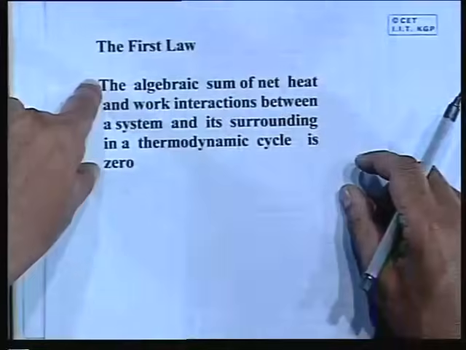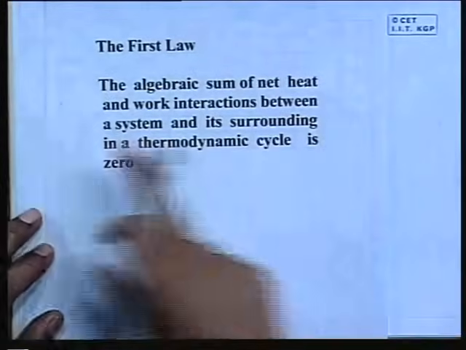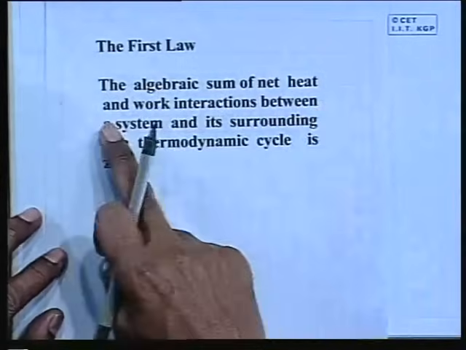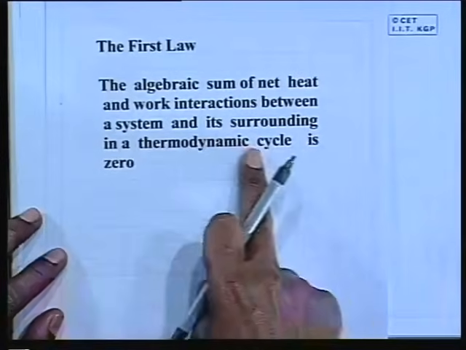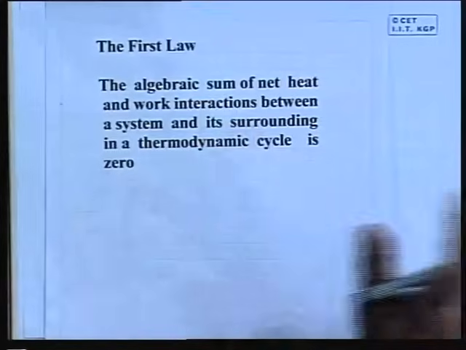It gains something, it loses something, and ultimately the net is zero, so that it can come back to its initial state. This is the formal statement of the first law of thermodynamics: the algebraic sum of net heat and work interactions between a system and its surroundings in a thermodynamic cycle is zero. All right?